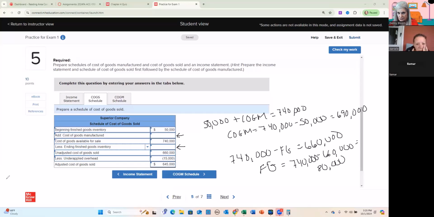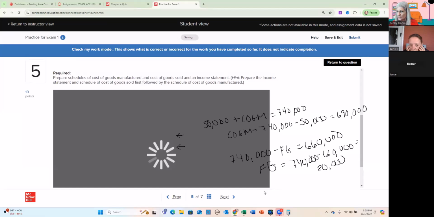So I'll fill in those two numbers and let's see if I'm right. So 690,000 would be cost of goods manufactured, and that works, right? 50 plus 690 equals 740. And then 740 minus 80,000 should equal the 660,000.